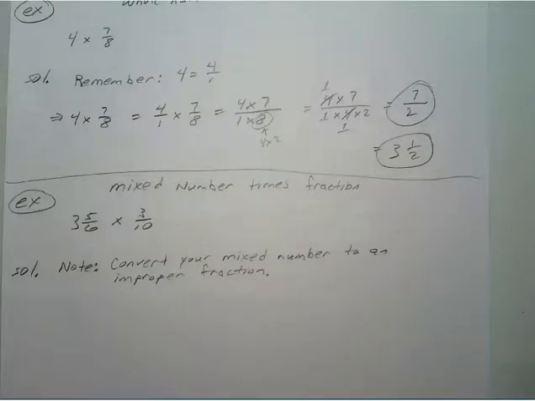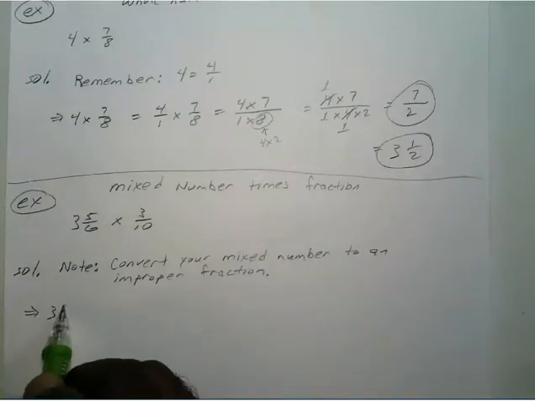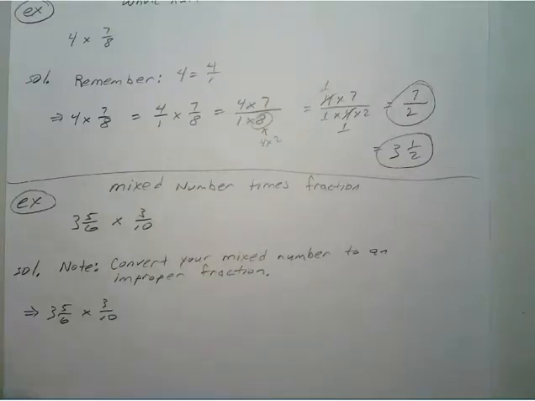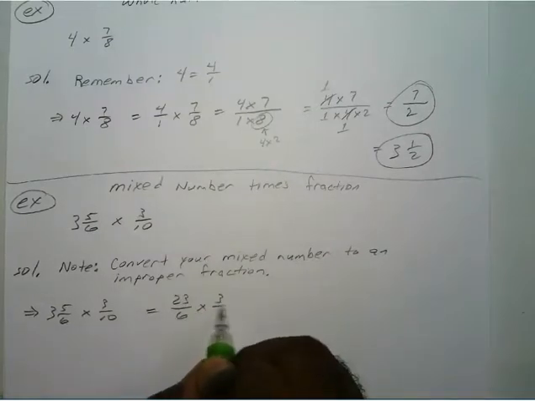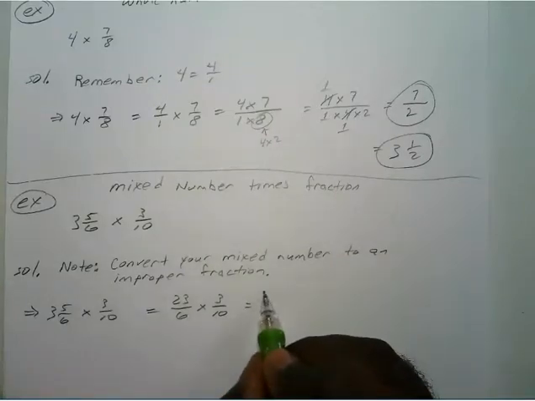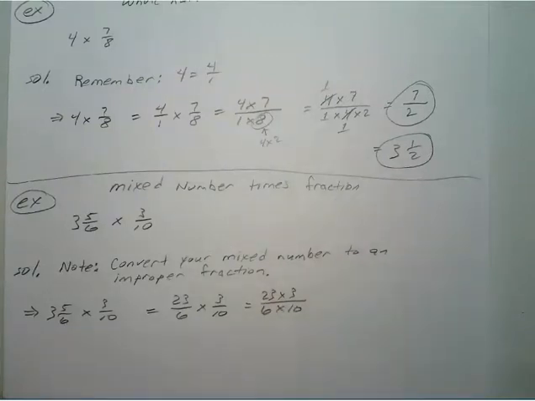Now once we do that, we can go ahead and multiply. Okay, so we have 3 and 5/6 times 3/10. Okay, so we go ahead and convert our mixed number. So you have 6 times 3, which is 18, plus 5 is 23. So you have 23 over 6 times 3 over 10. So if we multiply it, we have 23 times 3 over 6 times 10.